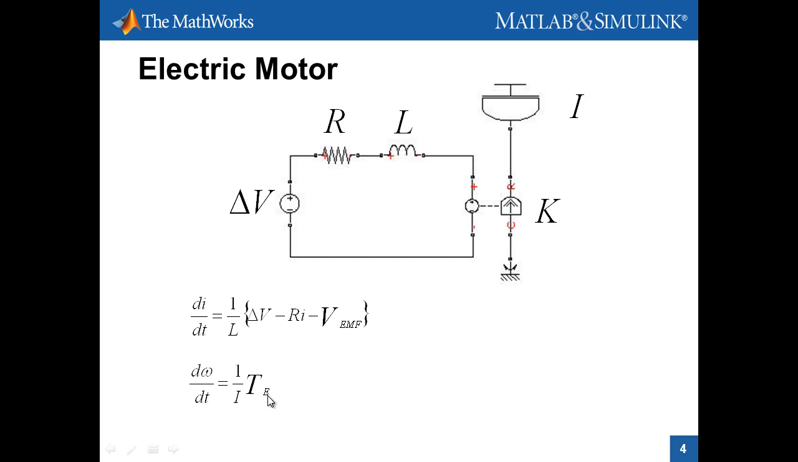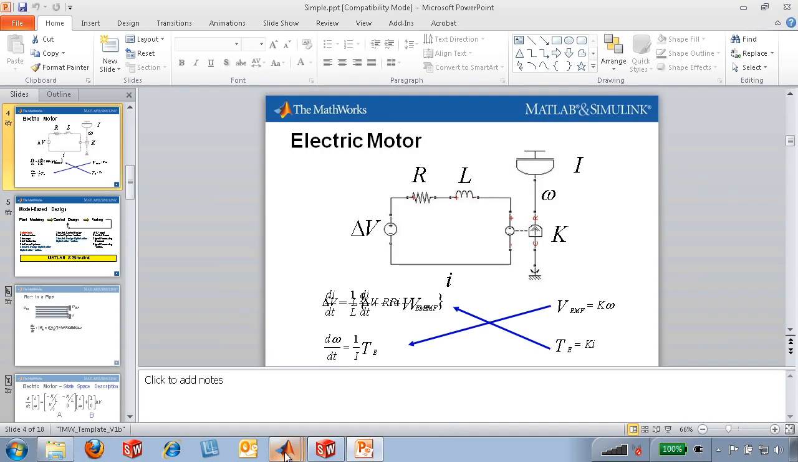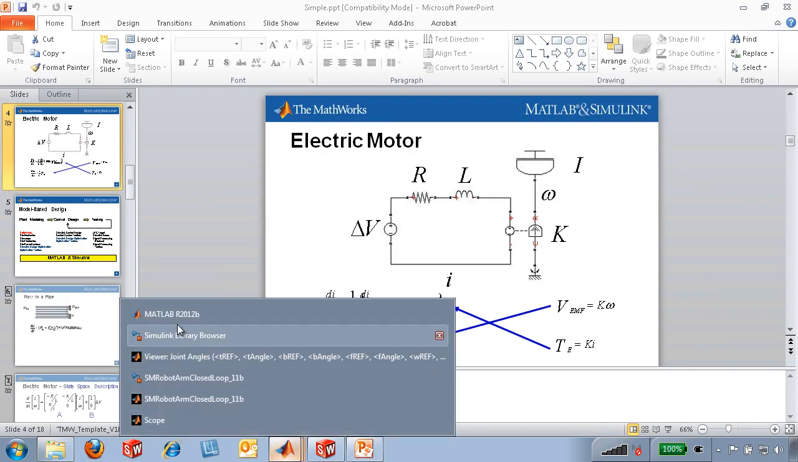Okay, two kind of mysterious variables here. VEMF is the back EMF voltage. It's defined equal to K times omega. That's our torque or back EMF constant. All right, and then electromagnetic torque, very coincidentally, but actually pretty obvious if you do the math, is equal to K times I. So anyways, this is what we're going to do. Let's go ahead and close PowerPoint and get back to MATLAB.